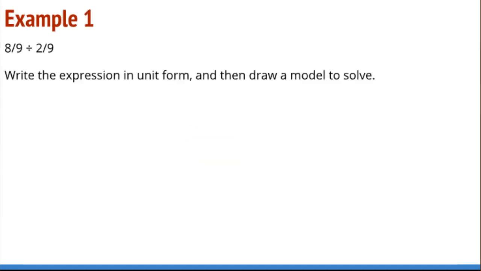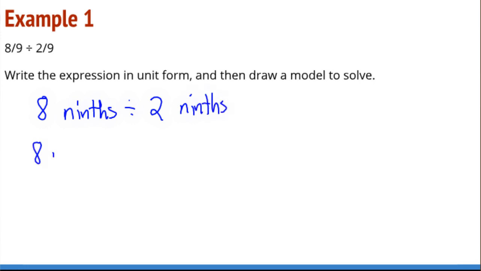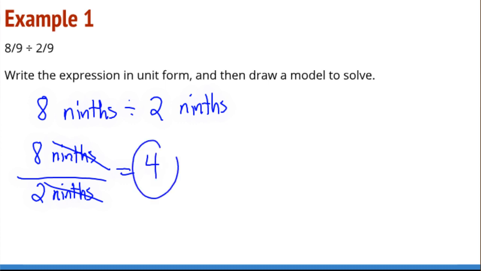So let's take a look at this example here and see if we can pull in our multiplication observations that we had made. So it says we're going to write the expression in unit form. So unit form is 8 ninths divided by 2 ninths. And I will confess that I like writing in this fraction form like this, because then I can see that these ninths are going to divide each other away, and I will be left with 2 ninths, and I will get a quotient of 4.